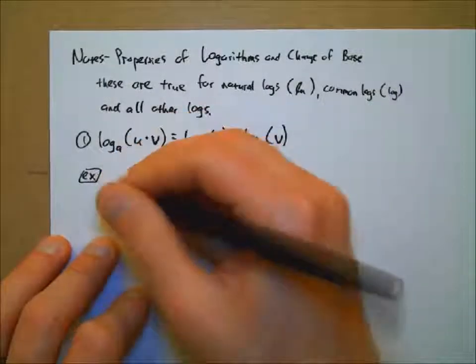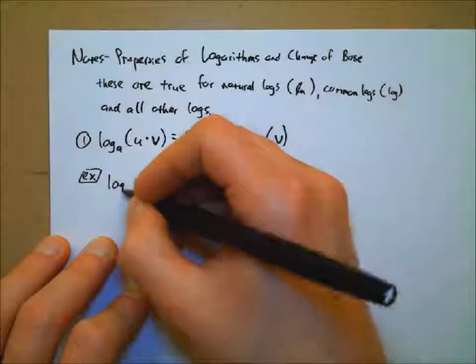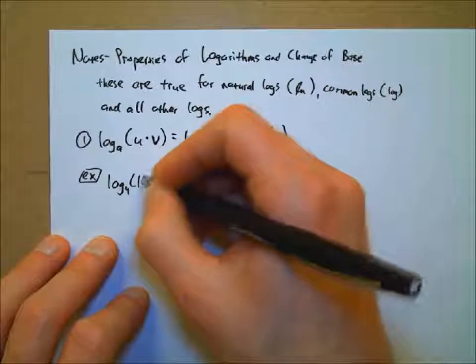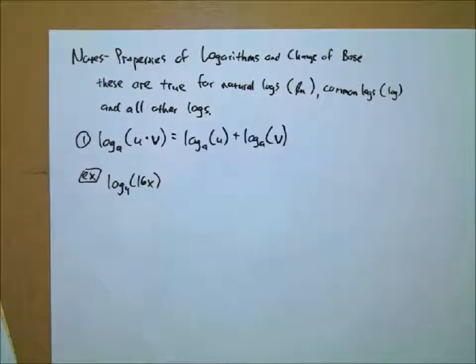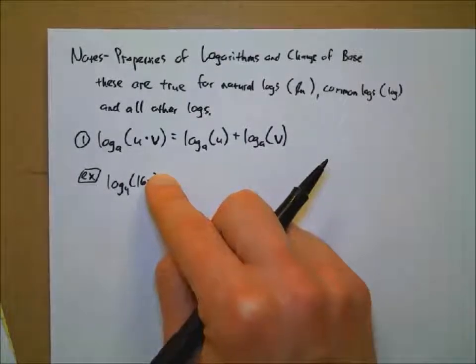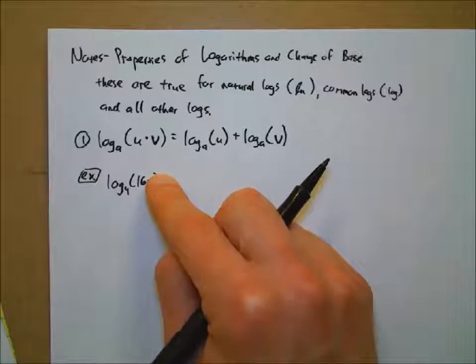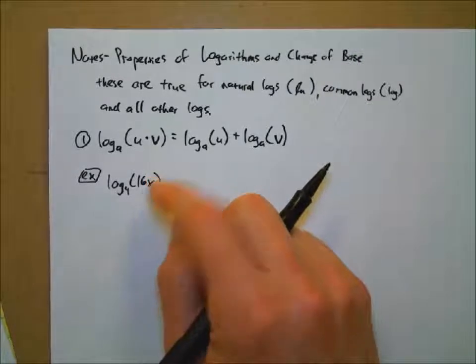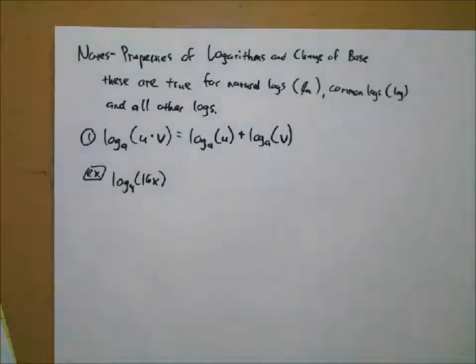So for example, if we see log base 4 of 16x. This is a little bit different than the ones we did yesterday. If we just had log base 4 of 16, what would our answer be then? 2, because 4 squared gives us 16. But now we have that x in there, that kind of throws things off. It's harder now to think about, okay, 4 to what power gives me 16x?